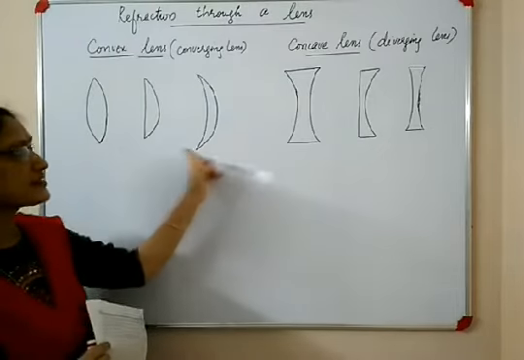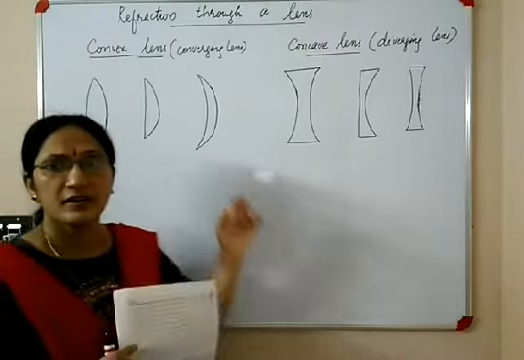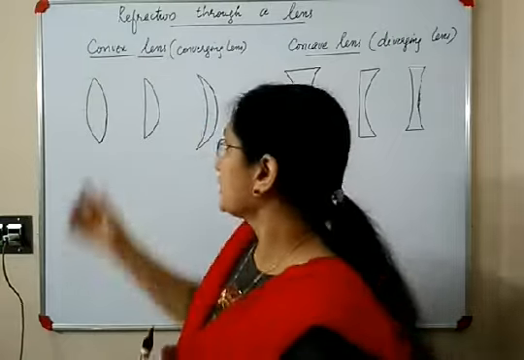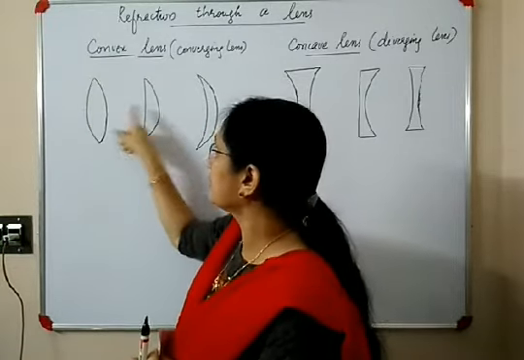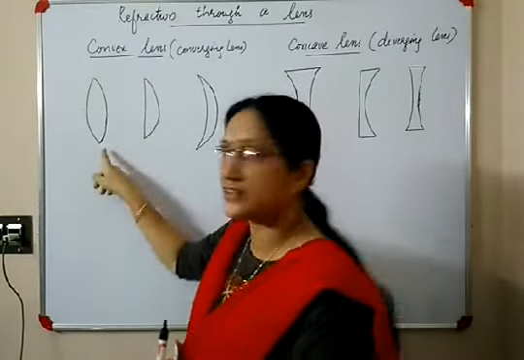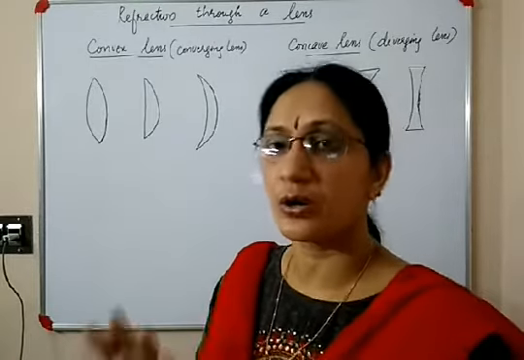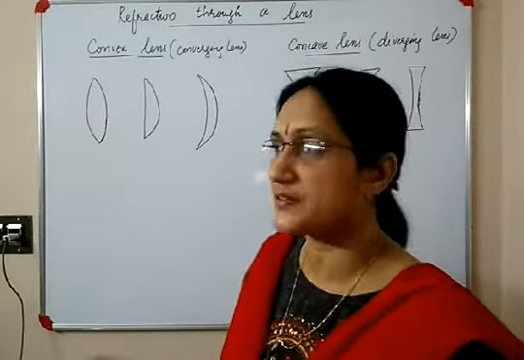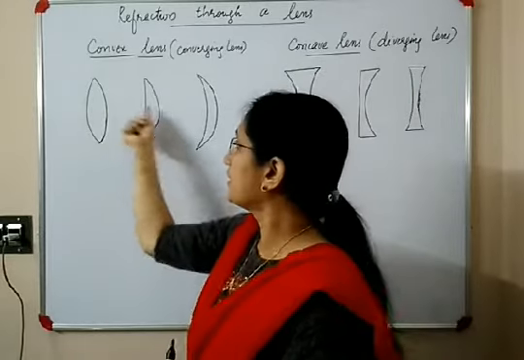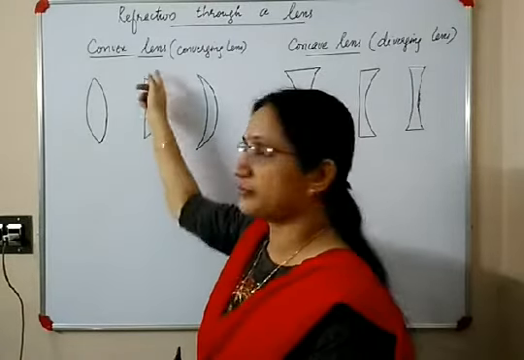And these lenses have a unique character. Their middle portion is thicker and the edges are thin. These types of lenses we generally categorize as convex lens. Middle portion thicker and the edges thin.